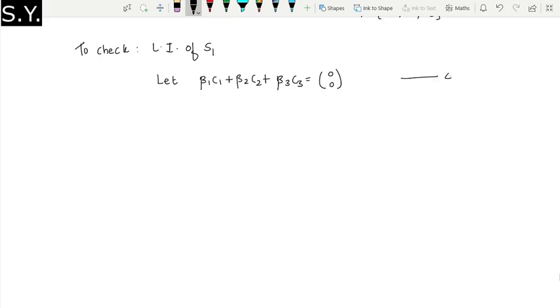Because our vectors are the column vectors in this case. I call this 4. This will be required to find the relation between C1, C2 and C3. So this will imply beta 1.